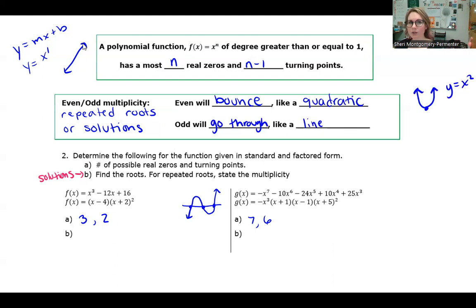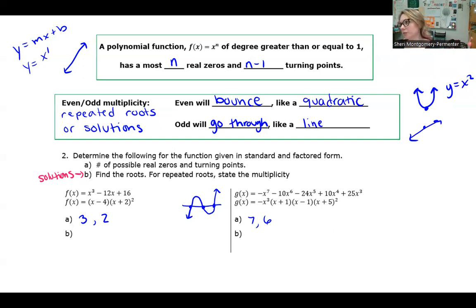Even functions bounce like a quadratic, that's to the second power. They bounce at every root. Odd functions go through. So wherever your root or your solution is, an odd function will go through it. So even functions bounce. Not even functions, even multiplicities bounce, odd multiplicities go through.